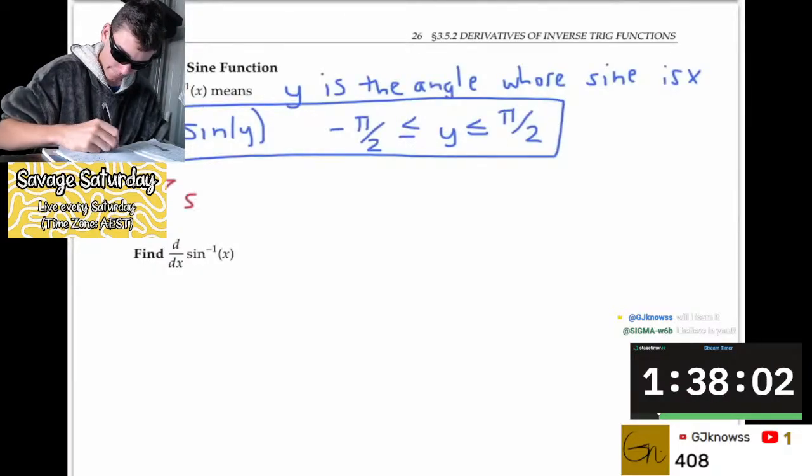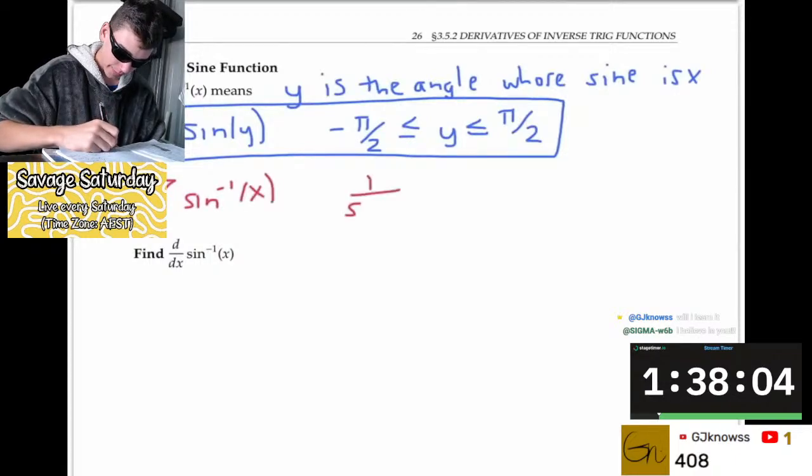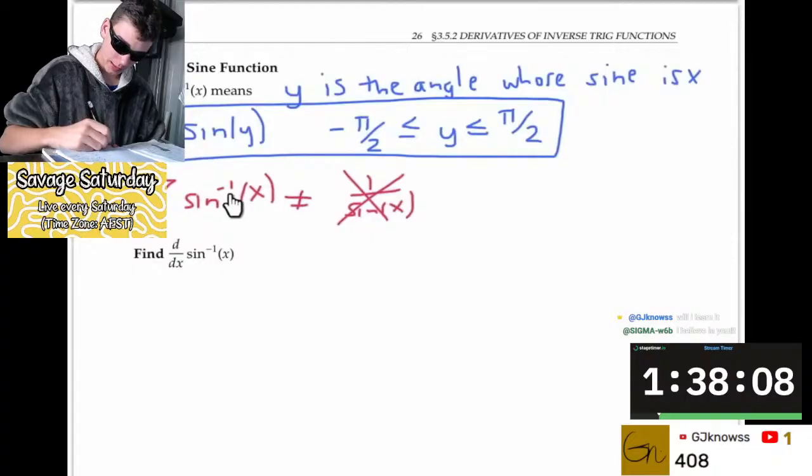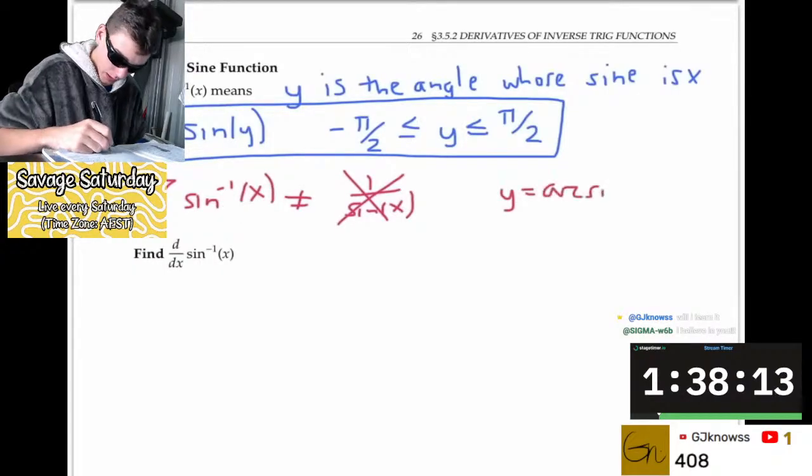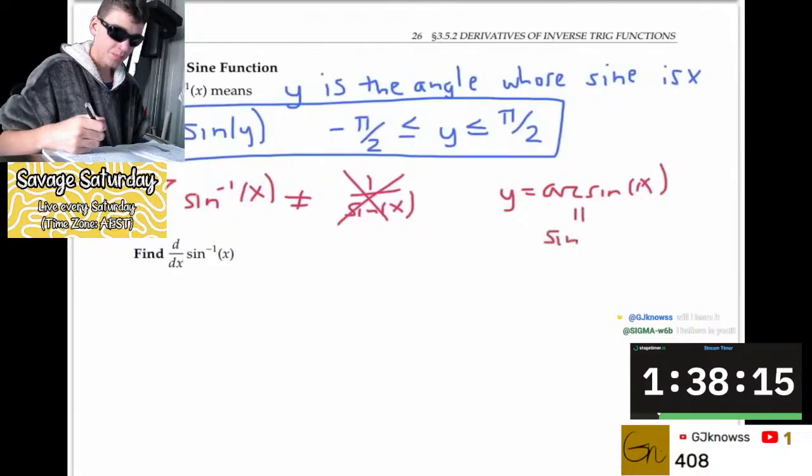Be careful not to mistake sine inverse of x, which is an inverse function, and 1 over sine x, which is a reciprocal function. These are not the same thing. This negative 1 does not mean reciprocal here, it means inverse function. There is another notation for inverse sine, which is arc sine. So arc sine of x is the same thing as sine inverse of x.